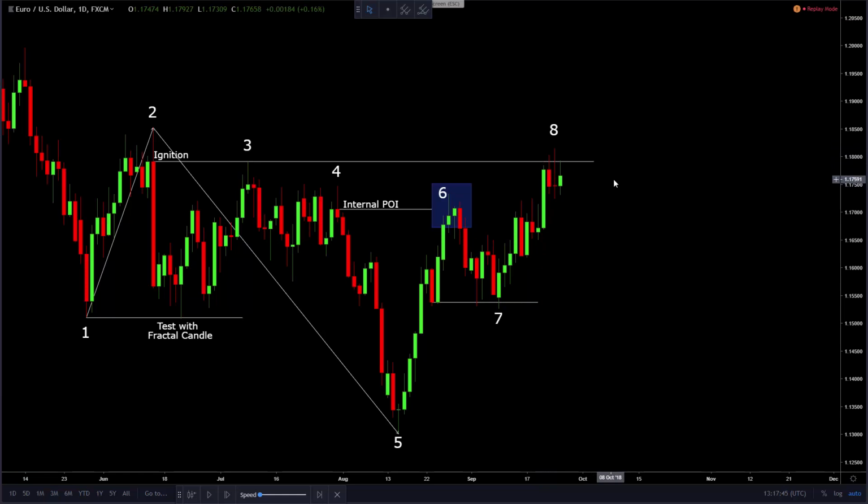If we were to open a short trade in here, we would use high number 2 as a logical and safe stop-loss placement, and the target could realistically be in low number 5. Let's fast forward the chart so we can see how the market played out.